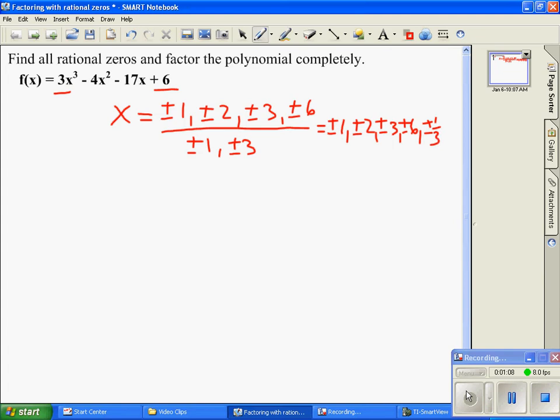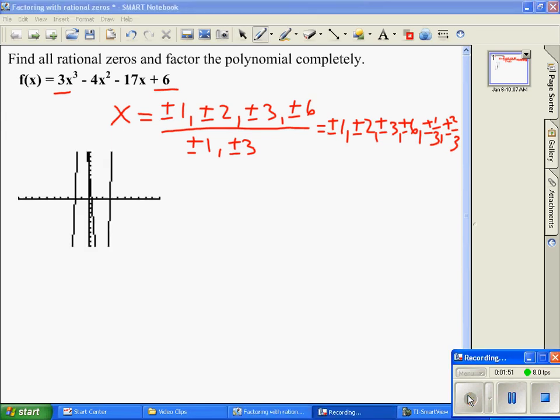Now, we also get 2 over 3. 3 over 3 gives us 1 again, and 6 over 3 gives us 2. So we already have those covered, and we don't need to redo them. To help us out and shorten the process, we're going to use a graph of this. Normally, if you don't have a calculator and can't graph it, you have to test all these different roots with synthetic division until you get to the right one. But we're just going to look at the graph real quick and see if we can narrow it down.